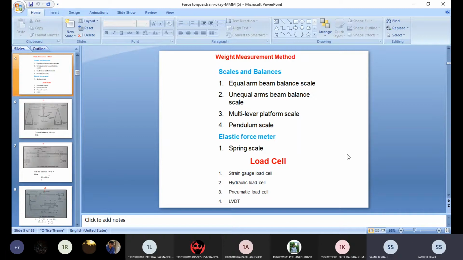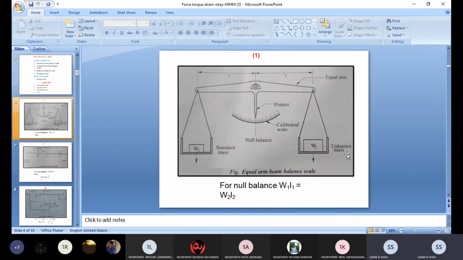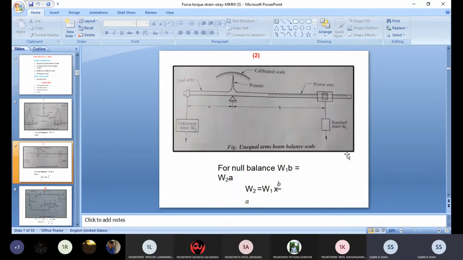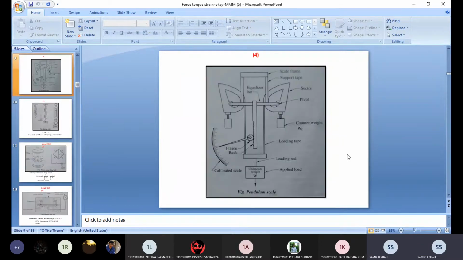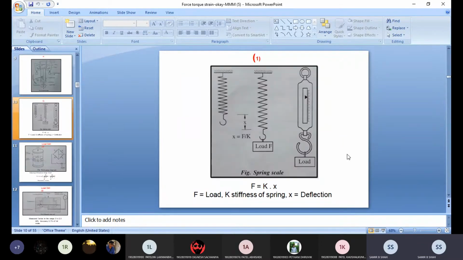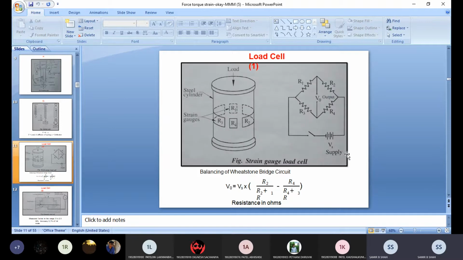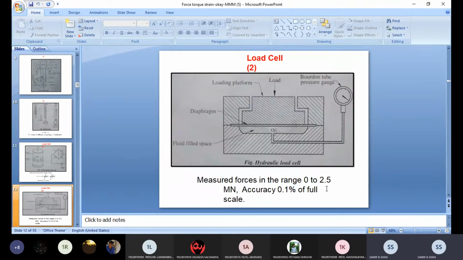At the end, the third method, very important, that is strain gauge load cell, hydraulic load cell, and pneumatic load cell. These three work as per their name. Strain gauge works based on Wheatstone bridge circuit, while hydraulic load cell works on the hydraulic principle, while pneumatic load cell works on the pneumatic principle, while LVDT is based on the principle of displacement. These are some contents because this is very important. Already I discussed all these things initially.